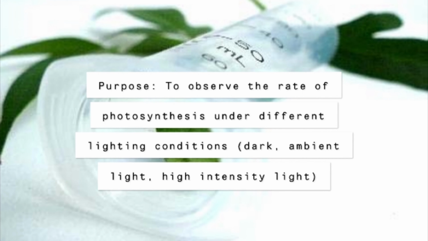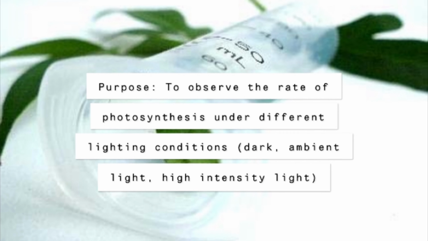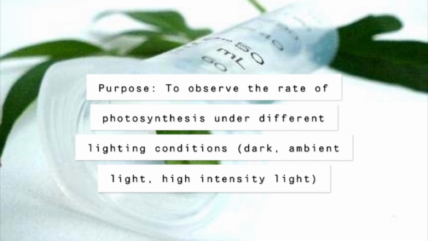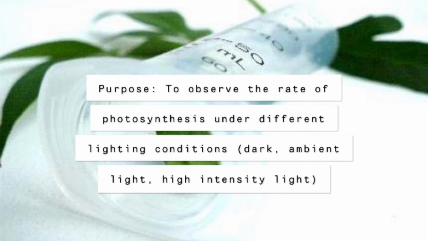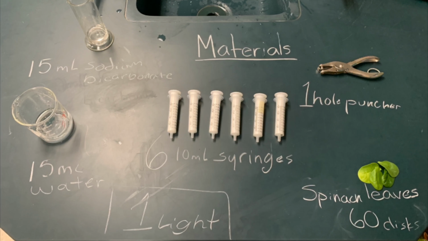Now let's get back to our lab. The purpose of our lab is to observe the rate of photosynthesis under different lighting conditions, including low light, ambient light, and high-intensity light. Here are a list of materials that we will use in our experiment.